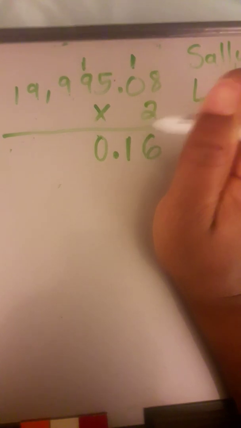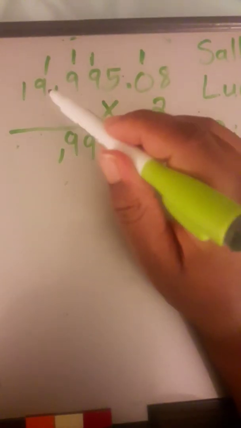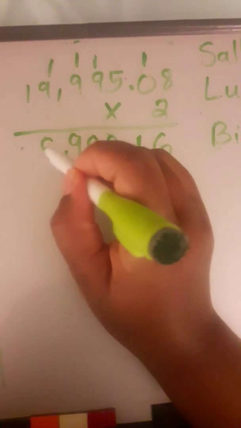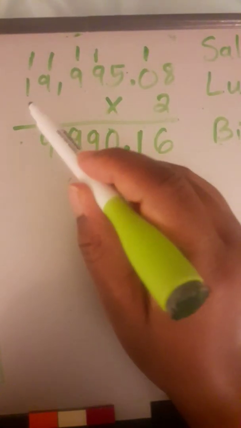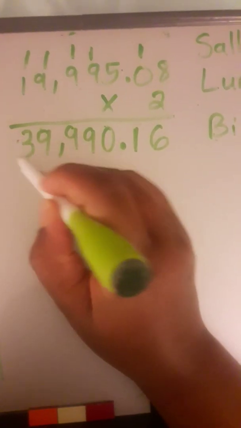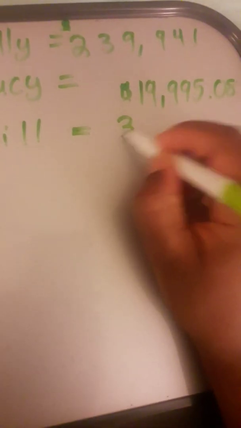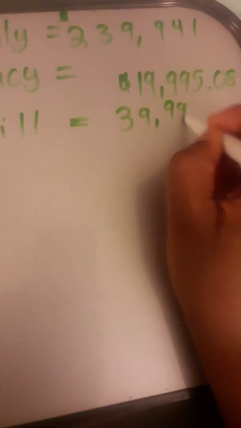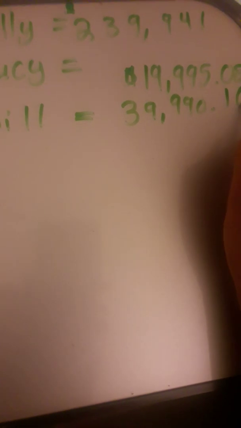We're going to put the 6, carry the 1, and then what is 2 times 0 is 0. And then we add that 1. And then 2 times 5 is 10. So we put the 0 and we carry the 1. 2 times 9 is 18. And we add that 1. So we have a 9. And then we carry the 1. And 2 times 9 is 18. We have the 1. And we bring that to 19. And we carry that 1. 2 times 9 is 18. And we carry the 1. That brings us 19. 2 times 1 is 2. We add that 1 and we get 3. So that means that Bill, his shares are worth $39,990.16.